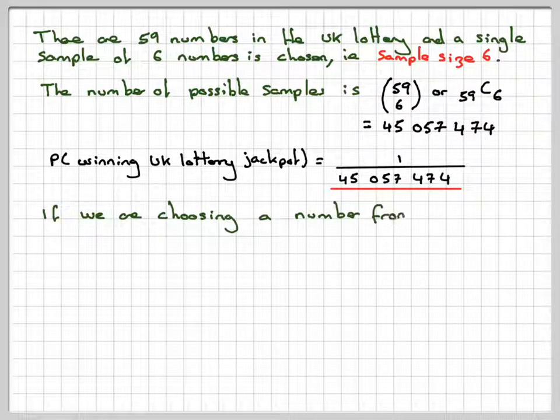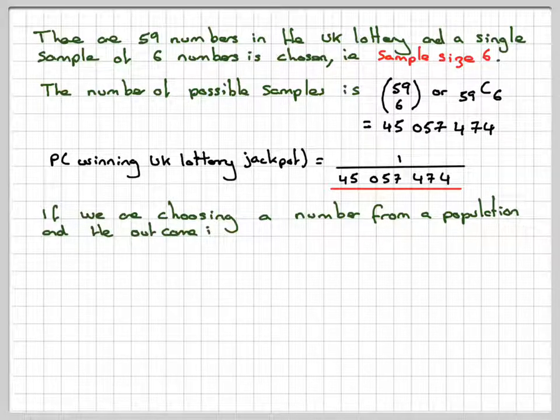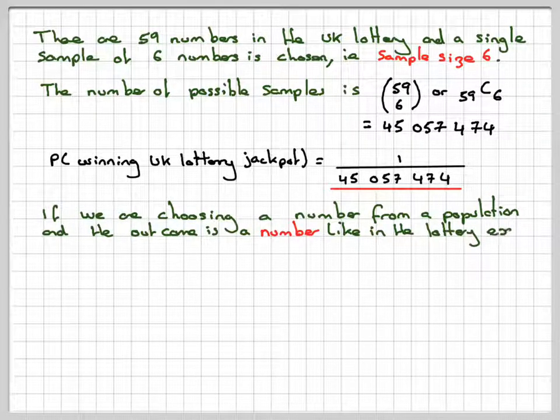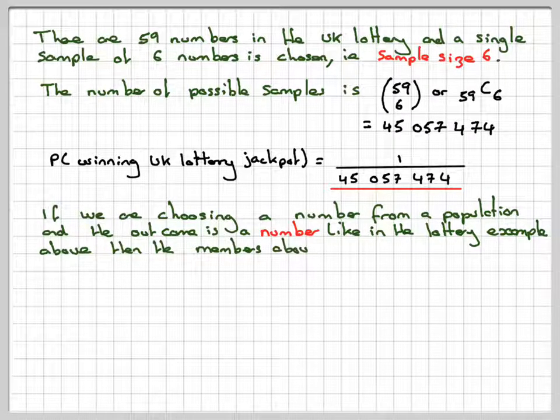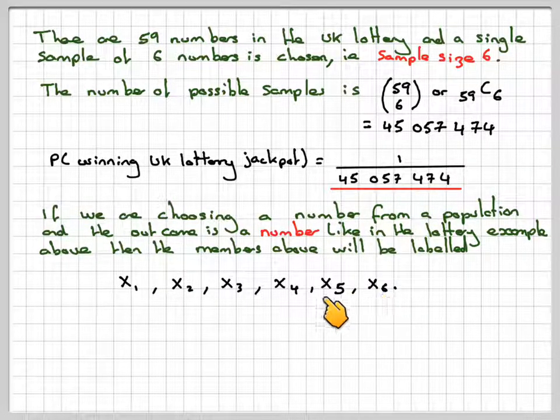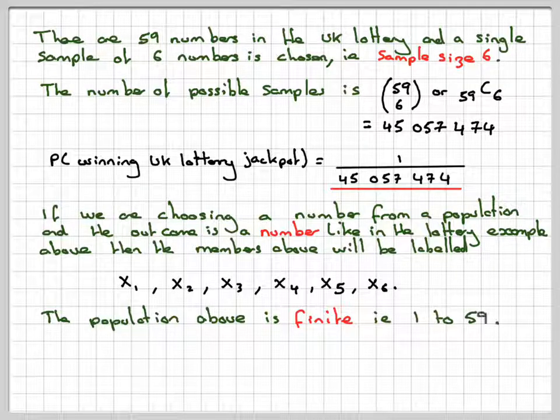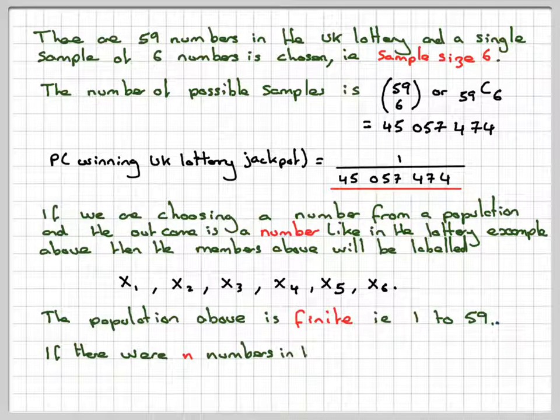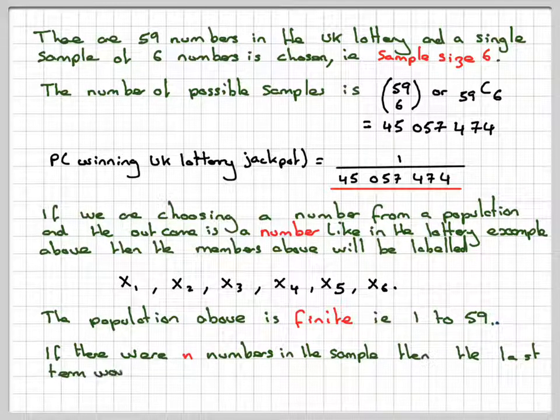If we are choosing a number from a population, and the outcome is a number like in the lottery example above, then the members will be labelled as X1, X2, X3, X4, X5, X6. These are the 6 numbers that we choose. If the population above is finite, i.e. 1 to 59, so this population is finite. Normally most populations are infinite. If there were n numbers in the sample, then obviously the last term would become xn. Okay, so these are just some of the things that we know about samples.